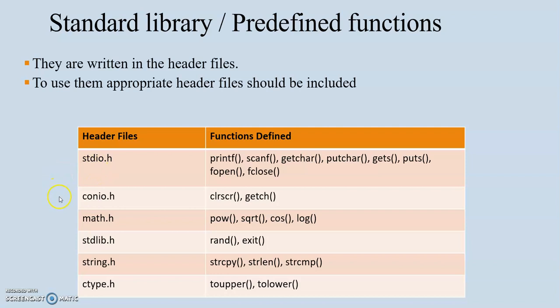Similarly, a few more are in the conio.h header file: clrscr, getch. For the math.h header file, we have functions defined such as pow, sqrt, cos, log, etc. Even for string.h, we have strcpy, strlen, strcmp, and many more.